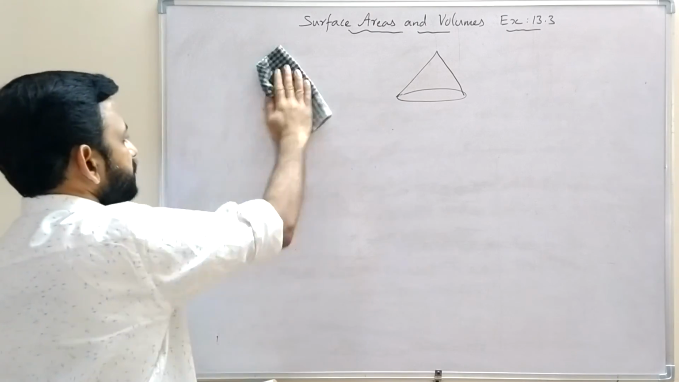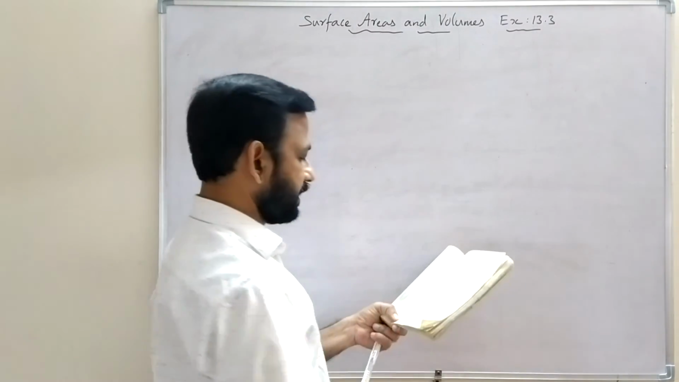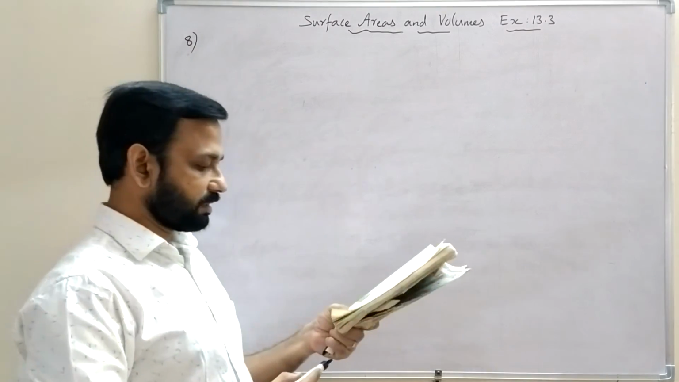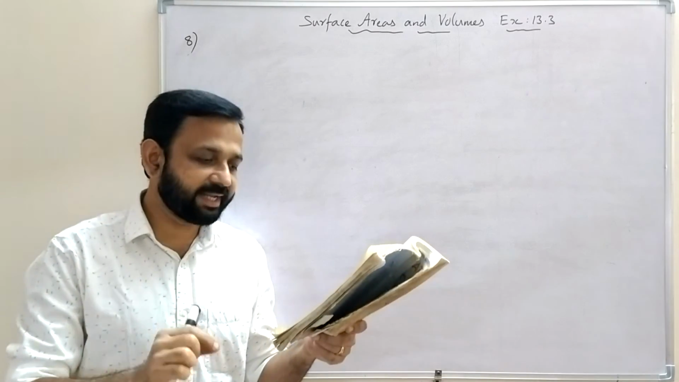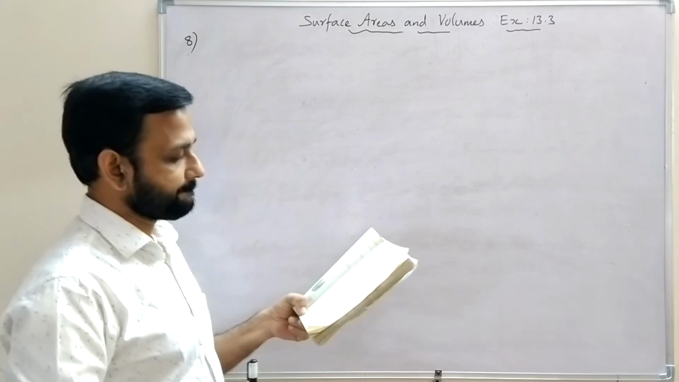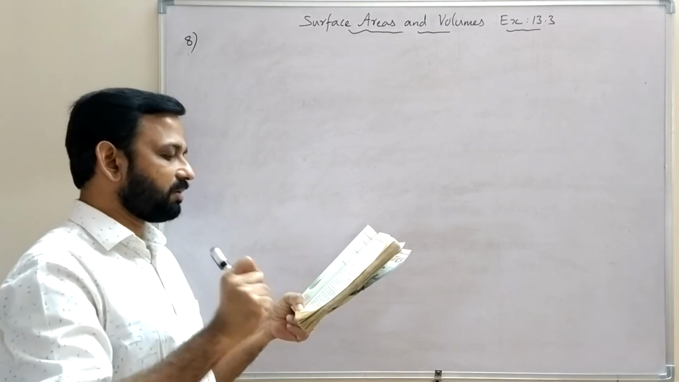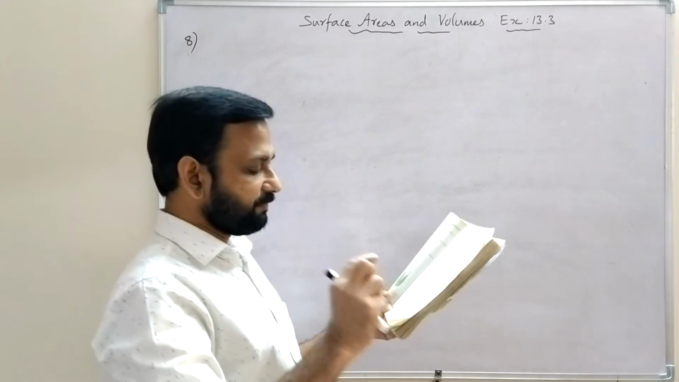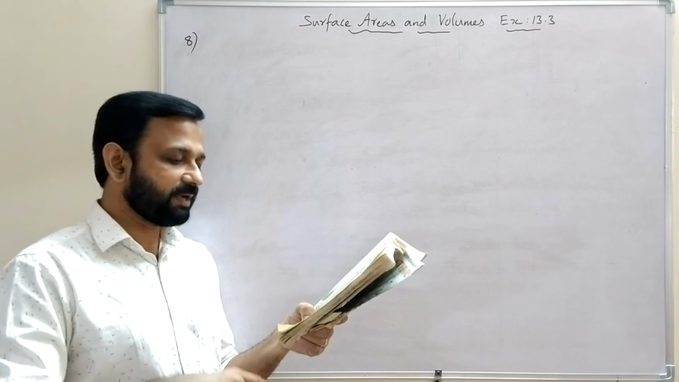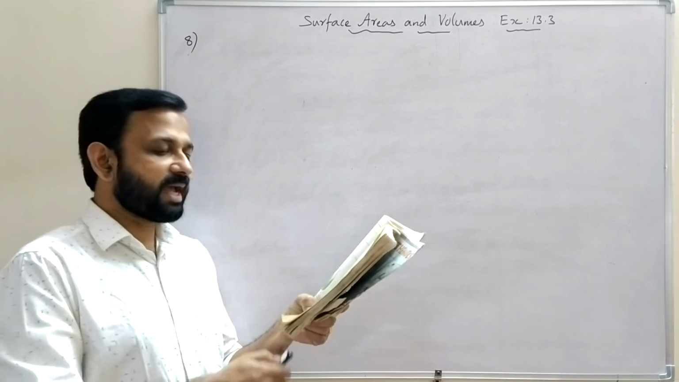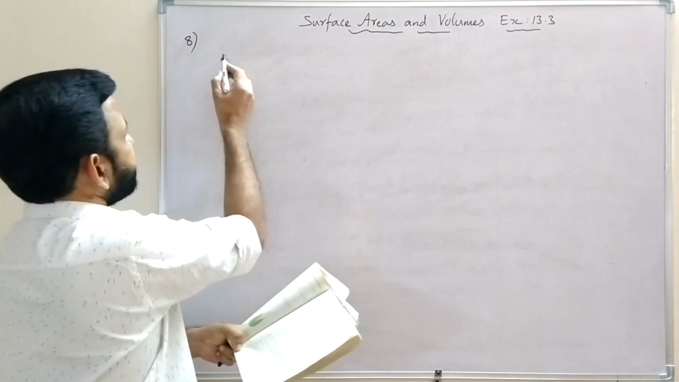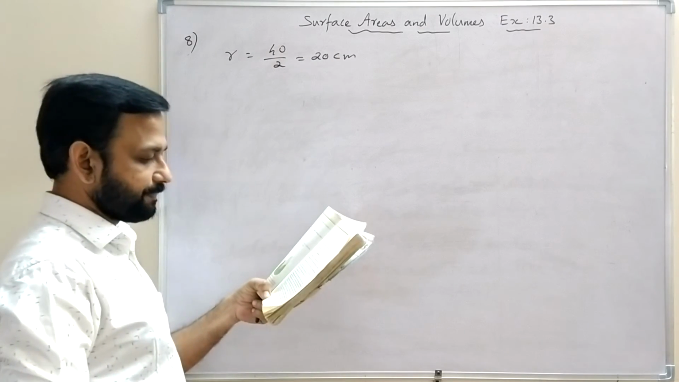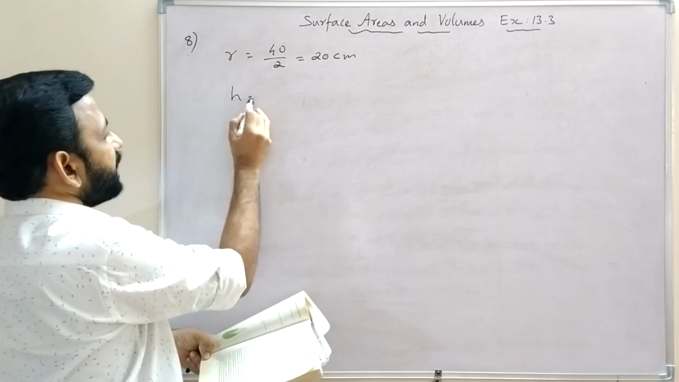Now we will do question number 8. In the 8th question, a bus stop is barricaded from the remaining part of the road by using 50 hollow cones made of recycled cardboard. Each cone has a base diameter 40 centimeter. Therefore, the radius is 40 upon 2, that is 20 centimeter. And the height is 1 meter.